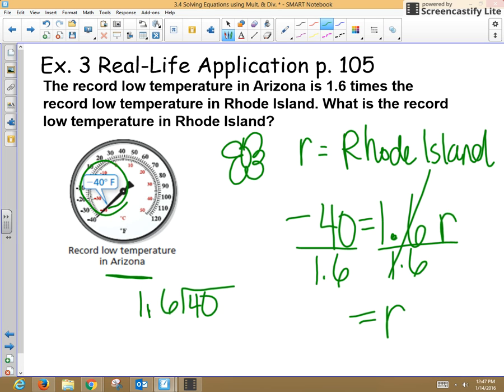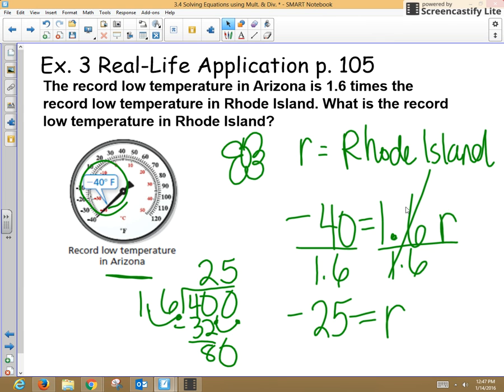So negative 40 divided by 1.6, move the decimal over 1 time to the right in both places. 16 goes into 40 twice, which is 32. And bring down the 0. 16 goes into 80 5 times, and it actually goes evenly. So our value for R, remember, it is negative 40 divided by 1.6, so our answer will be negative 25. So the low temperature for Rhode Island is negative 25 degrees Fahrenheit.